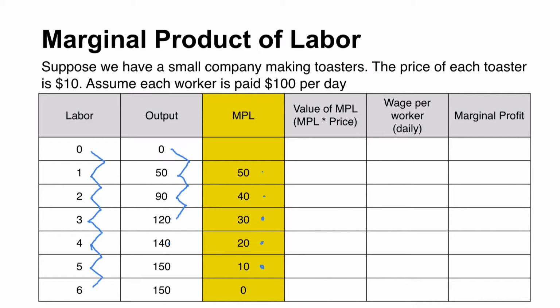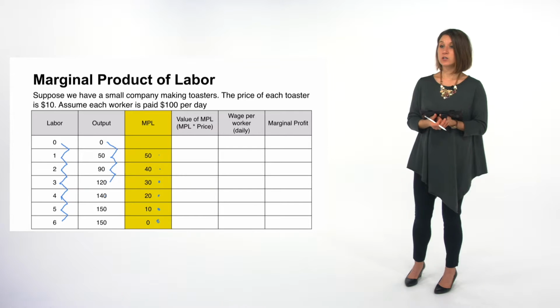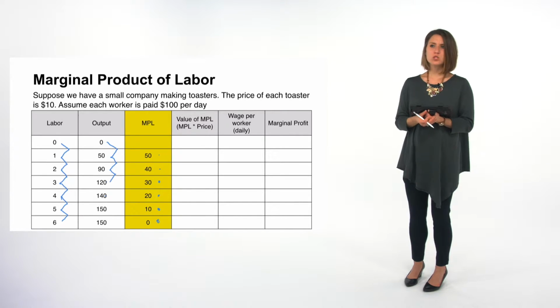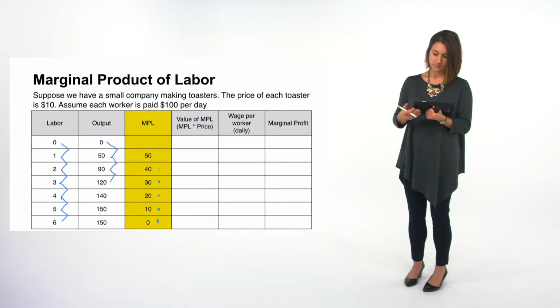And the sixth worker does not add anything to production. Though production is still positive, the sixth worker is no longer adding to that production. And we'll explore why this happens in a moment.